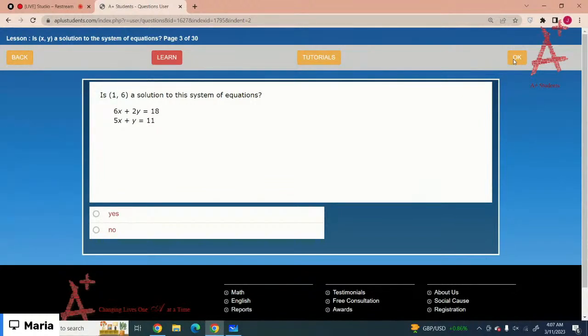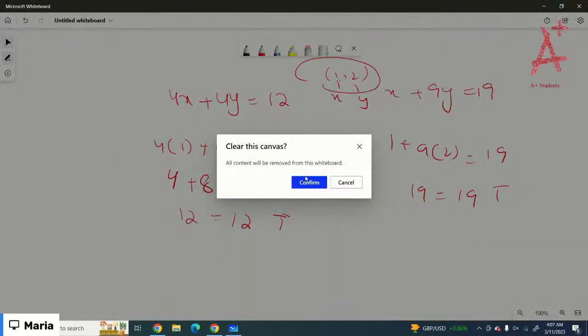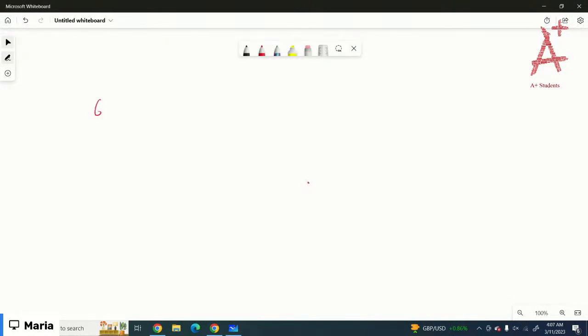So the equations are 6x plus 2y equals 18, and the second one is 5x plus y equals 11. And the point is (1, 6). So let's see if (1, 6) is the solution of both the equations.